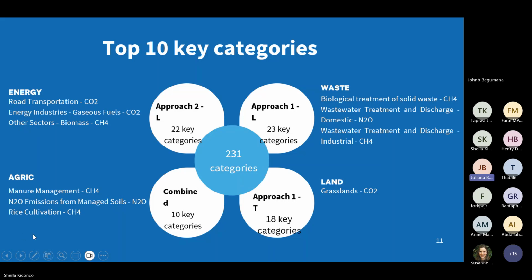After which we did a key category analysis, and this slide shows the top 10 key categories, which were basically from the energy, agriculture, waste, and land sectors. We did the analysis based on Approach 2 and Approach 1, both level and trend, with different sectors contributing as key categories. When it comes to the combined key category analysis, we have only 10 of them seen as key categories that need to be focused on. Next slide, please.